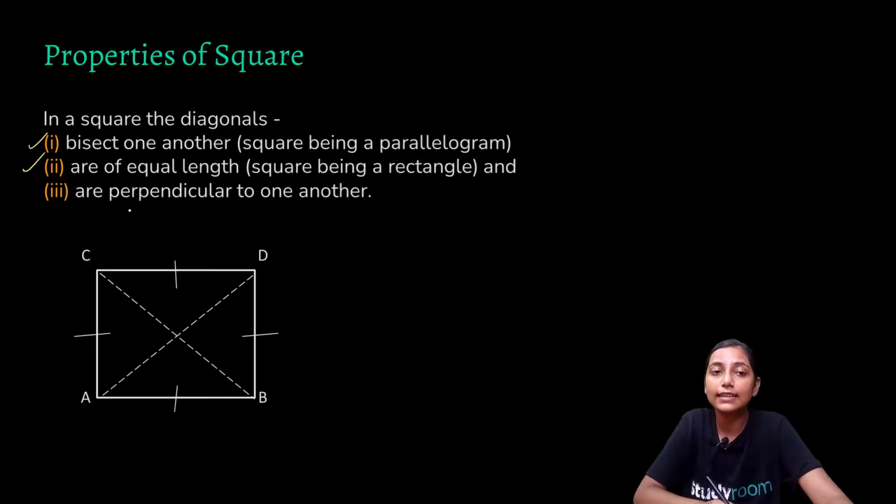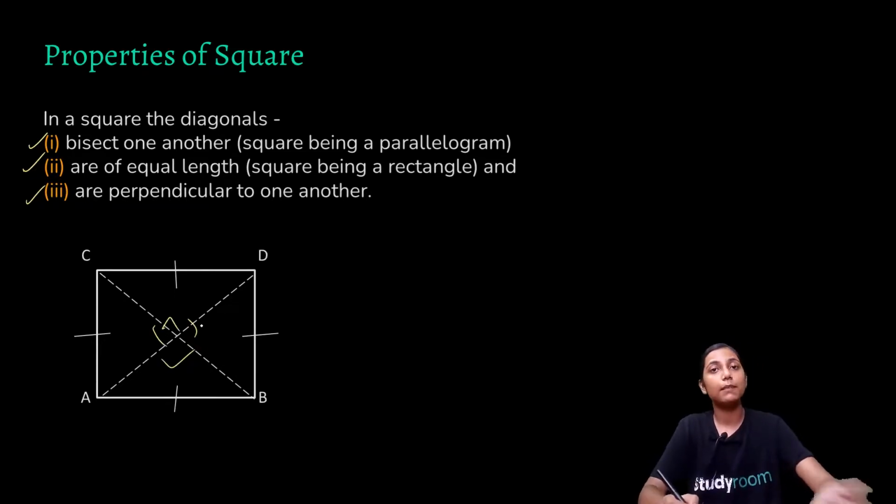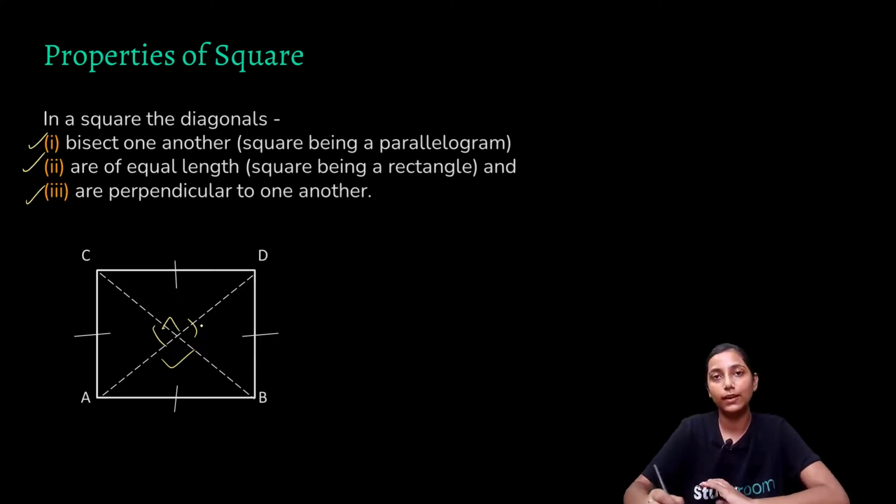And these diagonals are perpendicular to one another. What? These diagonals are perpendicular to one another. These are perpendicular bisectors of one another having equal lengths. These are some of the properties of the diagonals of a square.